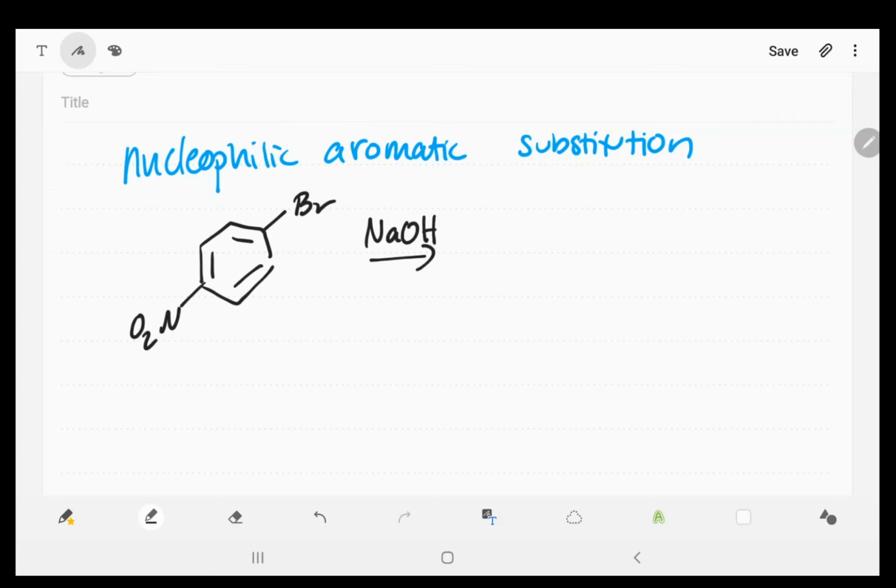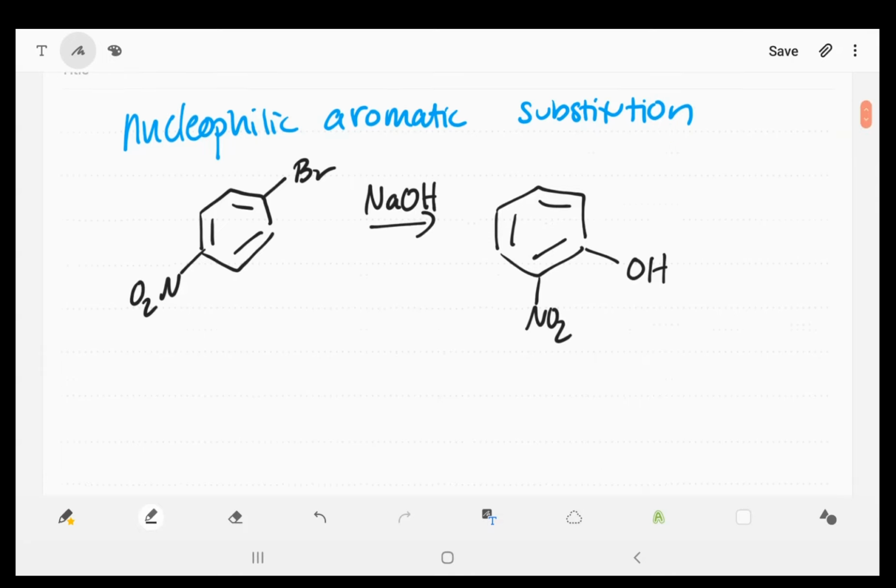What this is going to look like is we will end up substituting at a position either ortho or para to our electron withdrawing group. Just like before, with electrophilic aromatic substitution, nitro groups and other electron withdrawing groups were meta directors. It's the opposite here.